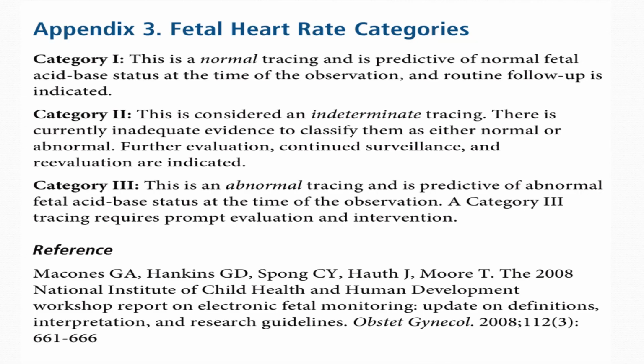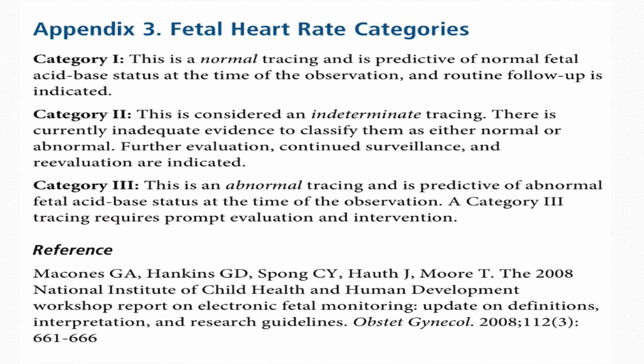And this is the fetal heart rate categorization. Category 1 is normal. Category 2 is indeterminate tracing, that's between normal and abnormal. And then Category 3 is abnormal tracing and is predictive of abnormal fetal acid-base status at the time of observation.